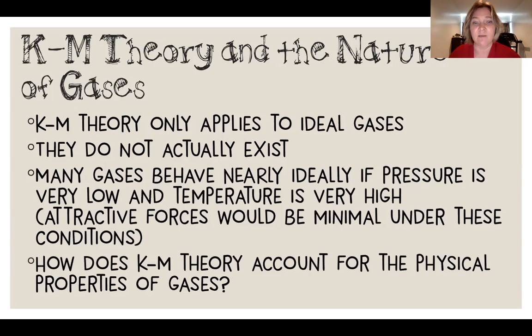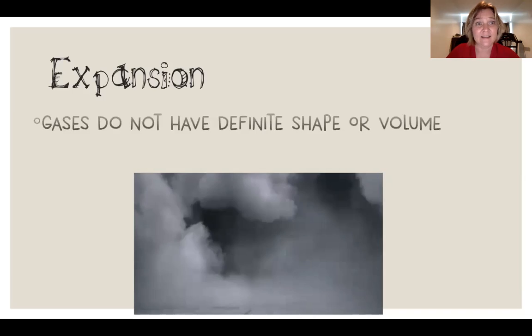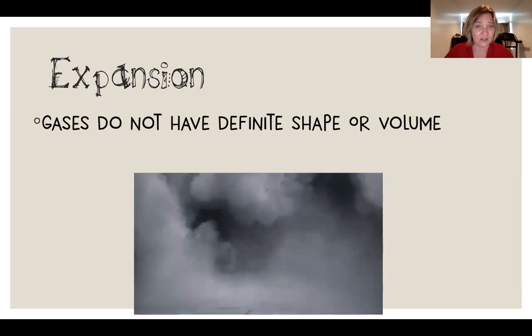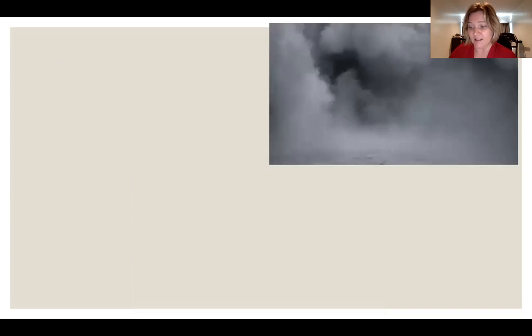So how does KM theory account for the physical properties of gases? Let's go through the physical properties and figure out which part of the KM theory applies to describe this behavior. So the first property of gases is expansion. They do not have a definite shape or volume. They completely fill any container and take the shape of that container.